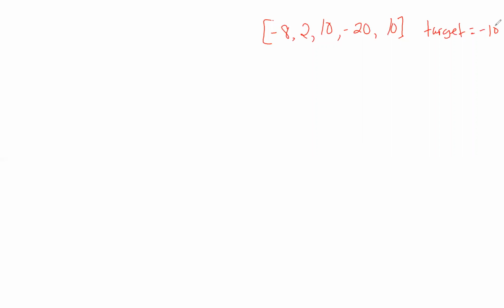at -10. So what we need to do is figure out a way to find this target within a subarray. As we know, we can find a subarray between 2 and 3 here that's going to equal -10. There's also one between 3 and 4, but we can just return the first one that we see. So in order to do this, I think it's important to see what we know.